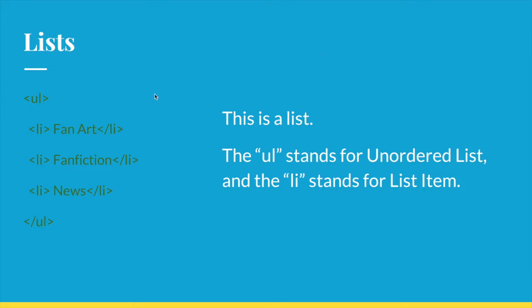It doesn't really matter what order I buy the items in. It can be unordered. An ordered list would not be UL, it would be OL in the start and end tags. And an ordered list actually has numbers next to each one of the list items. So it would be 1, 2, 3, 4, and so on, depending on how many we have. So this would be 1 dot fan art, 2 dot fan fiction, 3 dot news. And you're going to see how that looks in the next video, the application video. Just know that this is how we make it.